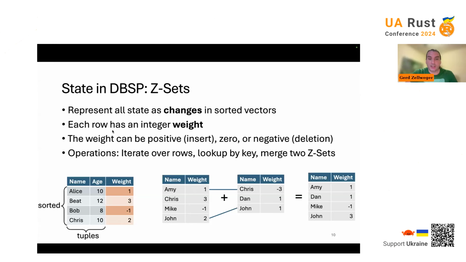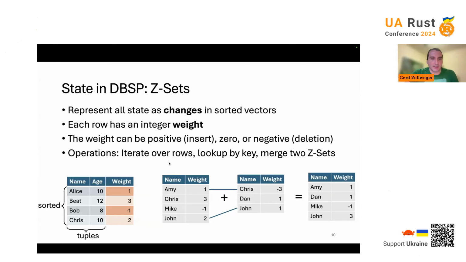Each CSET has an integer weight, and the weight can be positive, 0, or negative. And we have different operations over CSETs. We can iterate over the rows, we can look up something in a CSET by a key, or we can merge them.